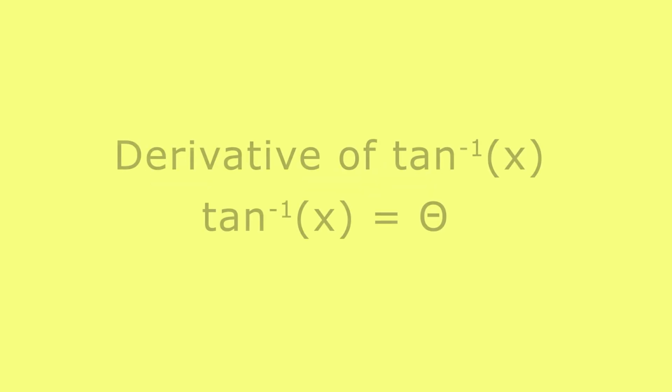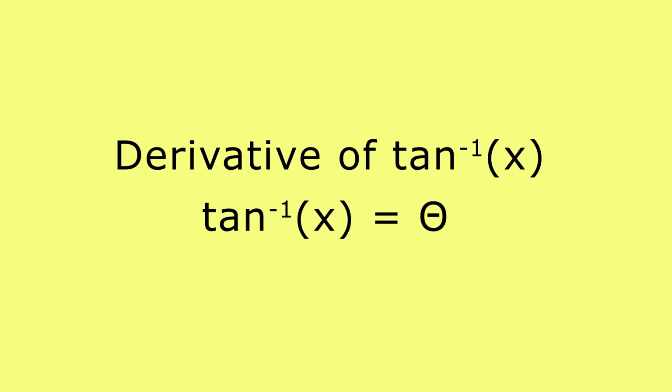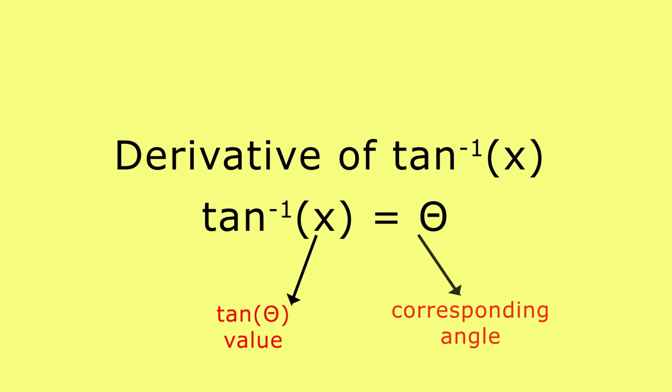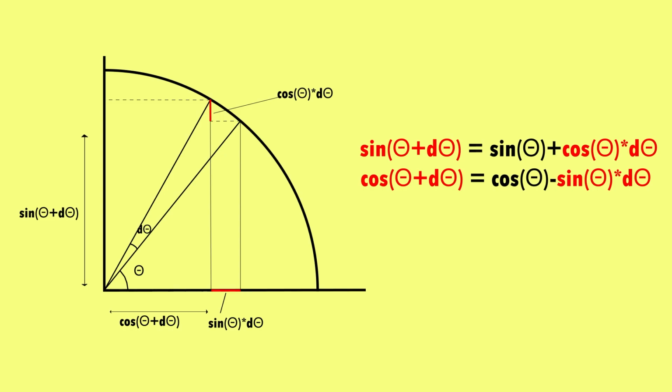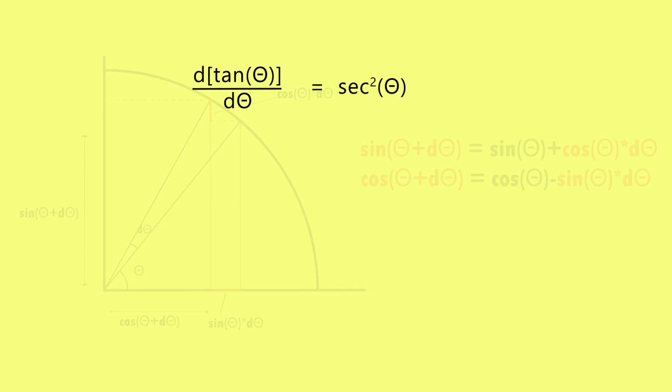Now, let's explore the derivative of the tan inverse function. This function performs the opposite of the tan function, taking a tan value x as input and returning the corresponding angle theta. We can derive the tan inverse function's derivative using the derivative of the tan function. Here's the process. The first step is to replace x with theta. Since the angle isn't the independent variable here, we follow notational conventions and use theta to represent angle. This allows us to express the derivative of tan in terms of theta.